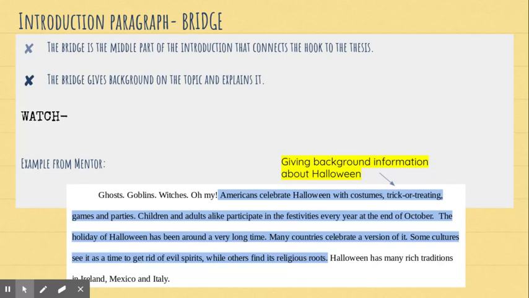What is it? All right. Give that background knowledge. Give a couple facts about it. Give something so people know what you're talking about, just a few sentences. So I just gave a little background on Halloween. That's what a bridge is. All right, and there you go.